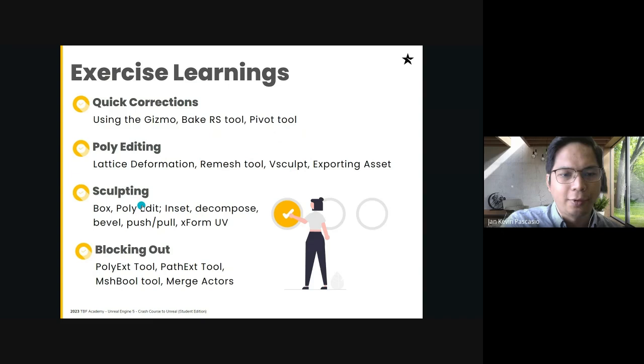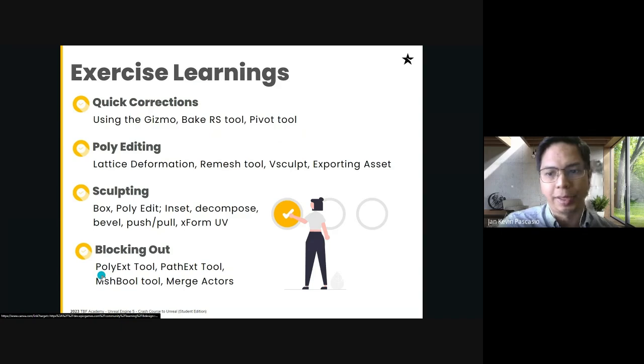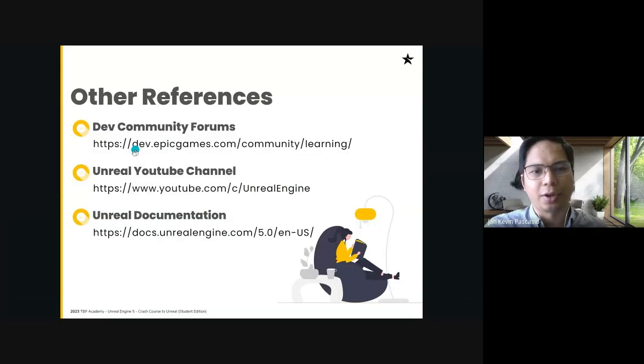We also have all of these other sculpting tools, with which we created the box, the crate asset that we have done. So now what we have discussed right now is the blocking out tool, where we created the building, a usable building. Other references, the same. You can go to community forums. You have the YouTube channel and Unreal documentation to go as reference.